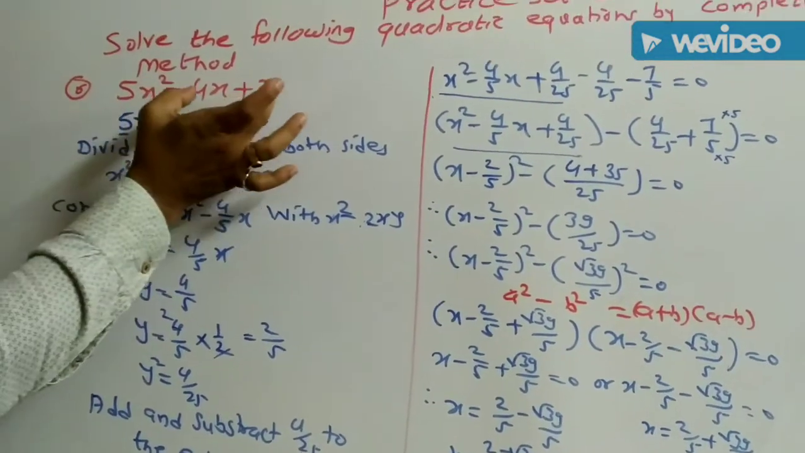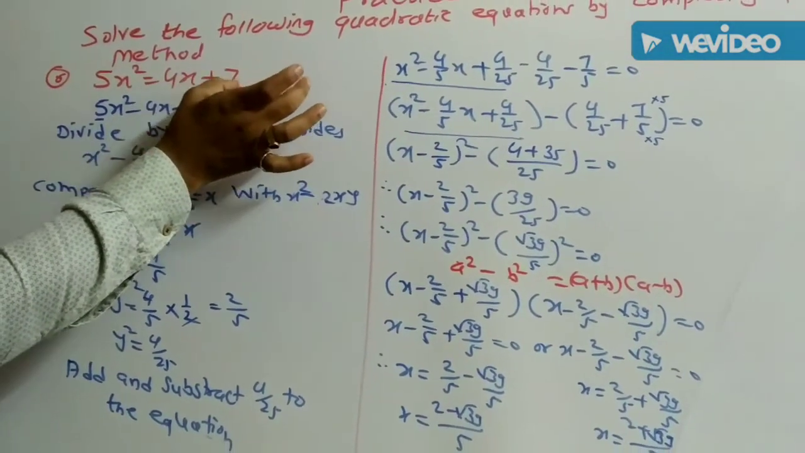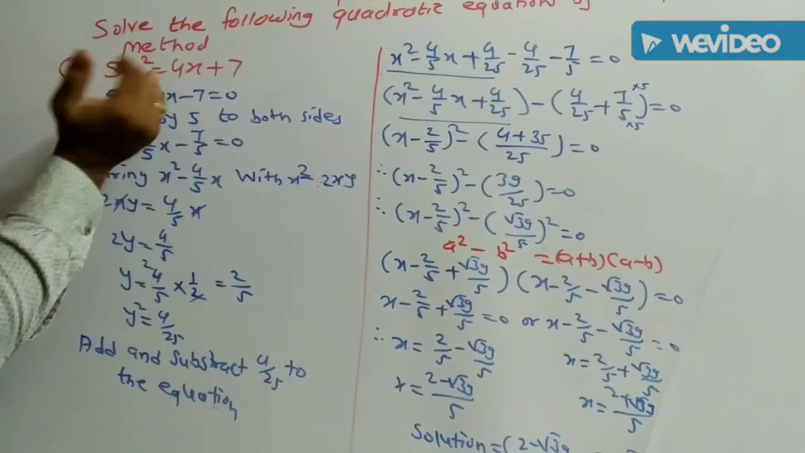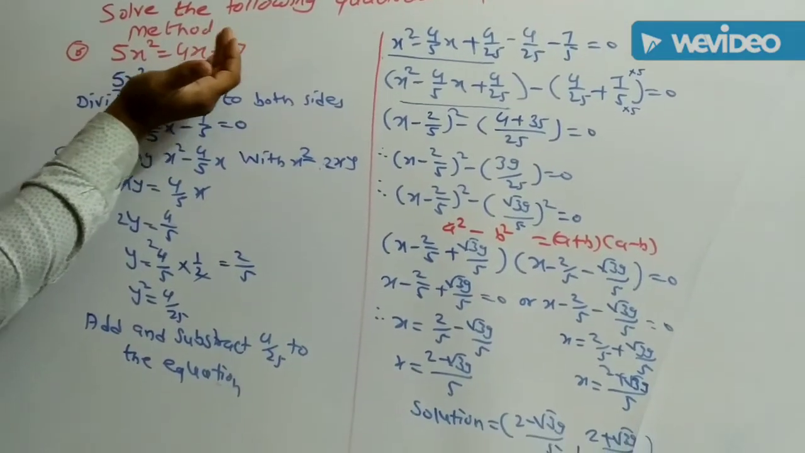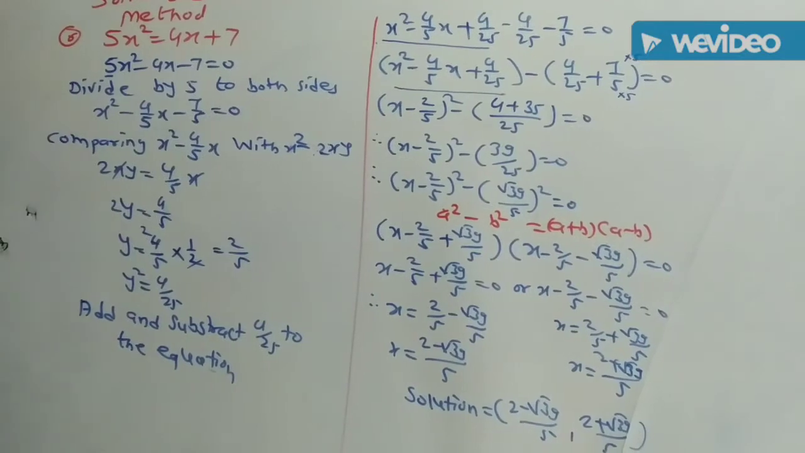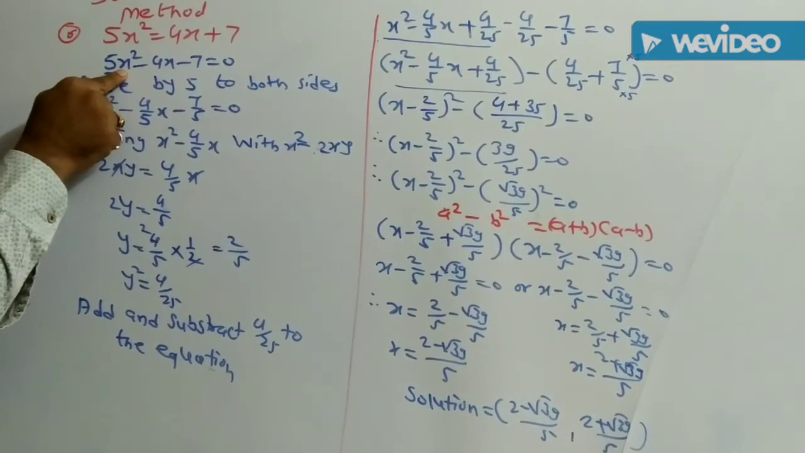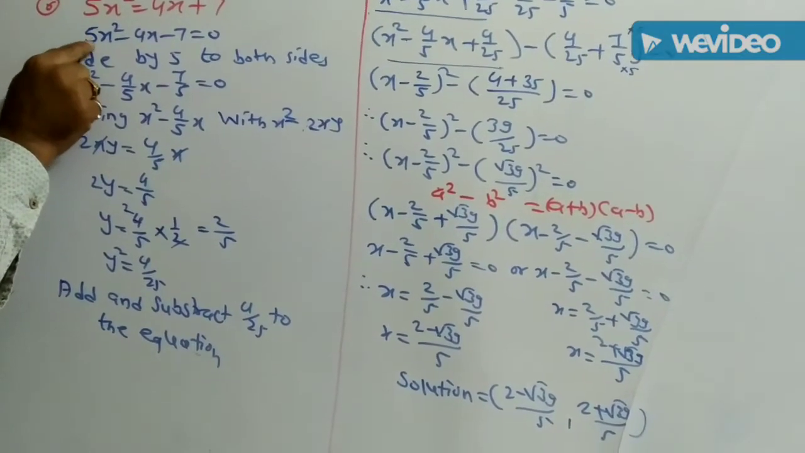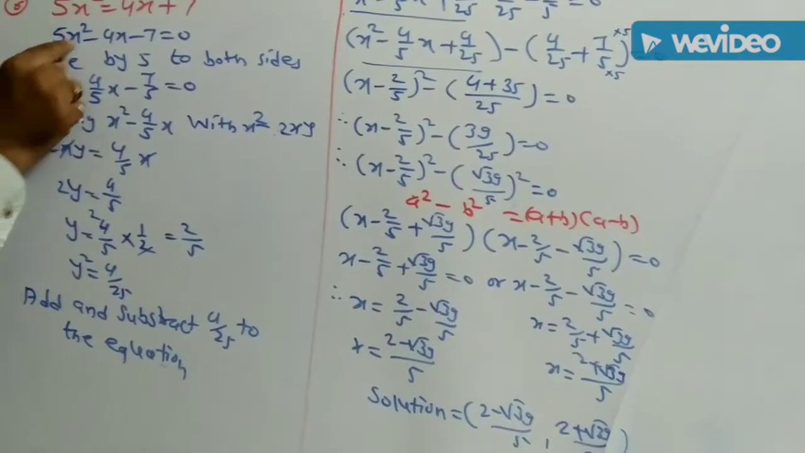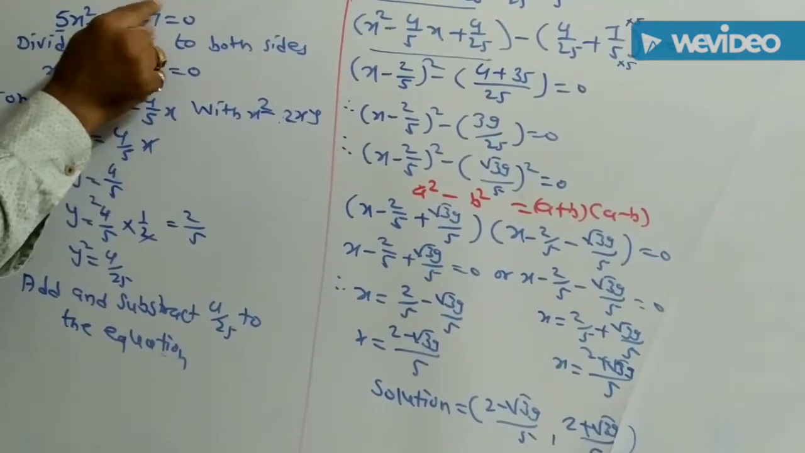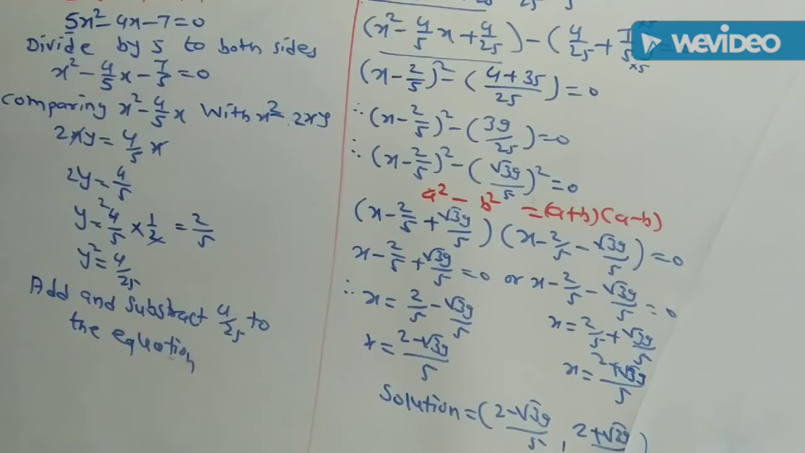5x square is equal to 4x plus 7. Firstly, write it in standard form. For that, we convert this 4x plus 7 as minus, is equal to 0. To make the coefficient of the square term 1, divide by the same coefficient 5 on both sides. We get x square minus 4 upon 5x minus 7 upon 5 is equal to 0.